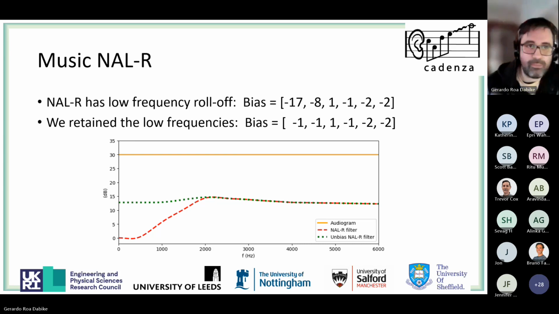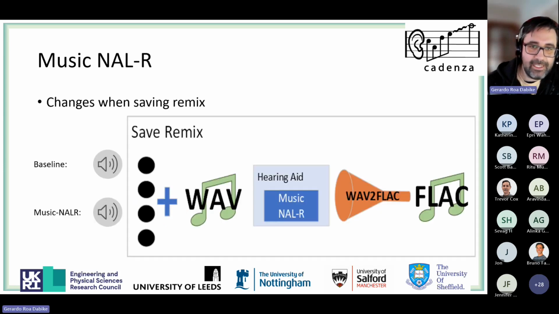So we tried to apply less penalization to the lower frequencies. You can see in this green dotted line that we kept the same bias over 2 kilohertz, but below that we removed the penalization that the NAL-R has. This basically modifies the system just by changing the hearing aid. Instead of using the normal NAL-R, we use the music NAL-R.